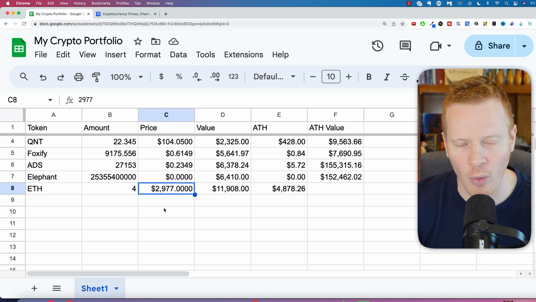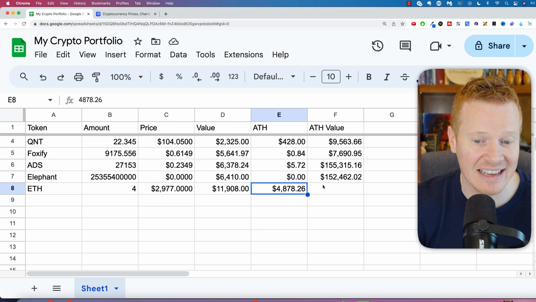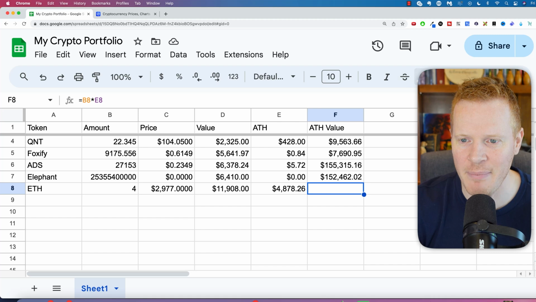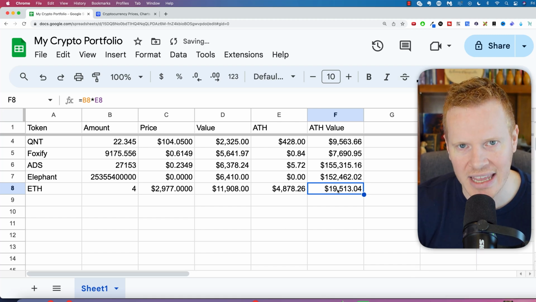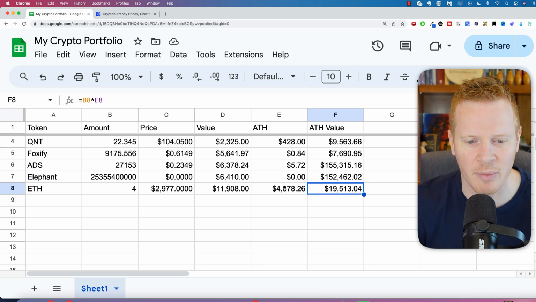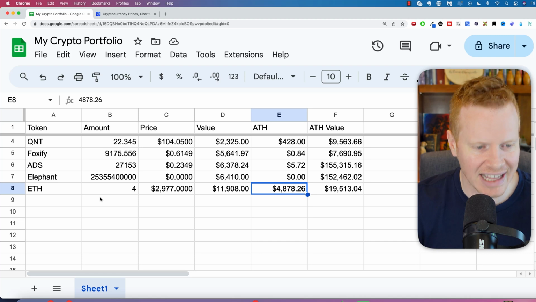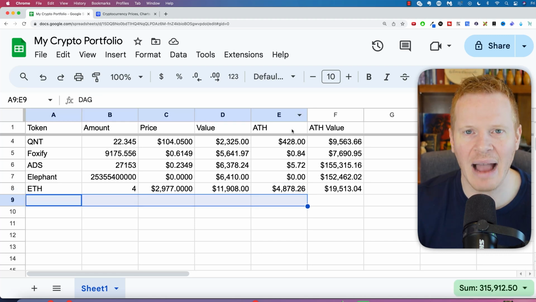It's currently at almost 3,000 bucks, so it's worth about 12,000 bucks. All-time high is almost 5K. So if we get back up to that, it'll be worth 20K. We have these Ethereum ETFs potentially coming out. So I think we could blow the all-time high out of the water. That's why I'm holding on to my four Ethereum. I'm not as big into Ethereum as some other people are, but want to have some exposure.